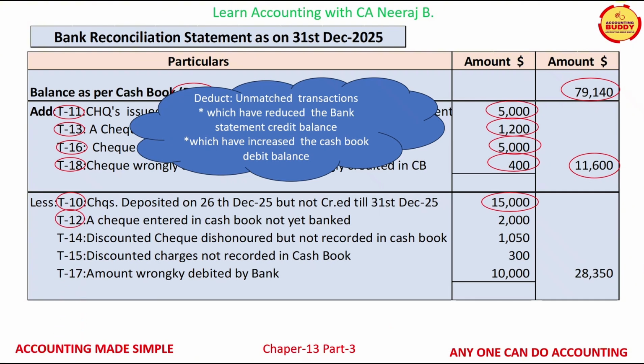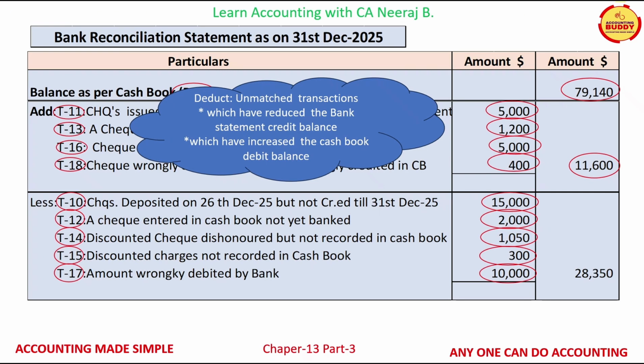T12 unmatched transaction is a check entered in the cash book not yet banked for $2,000, which will be deducted from the cash book debit balance. T14 unmatched transaction is a discounted check dishonored but not entered in the cash book for $1,050, which will also be deducted. T15 unmatched transaction is discounting charges not recorded in the cash book for $300, which will also be deducted from the cash book debit balance. T17 unmatched transaction of an amount wrongly debited by the bank for $10,000 will be deducted from the cash debit balance.